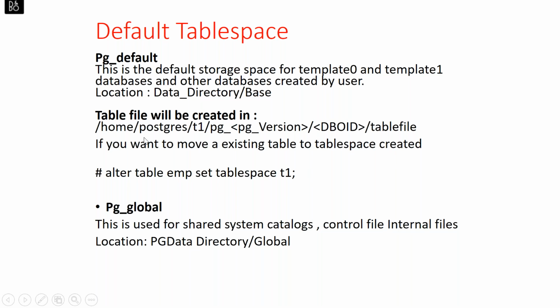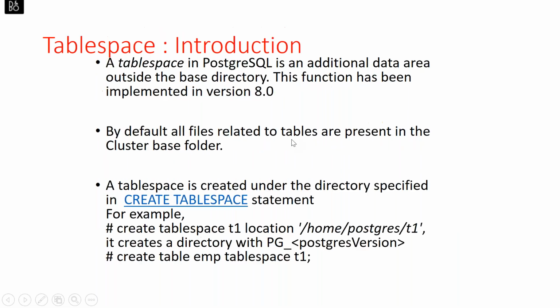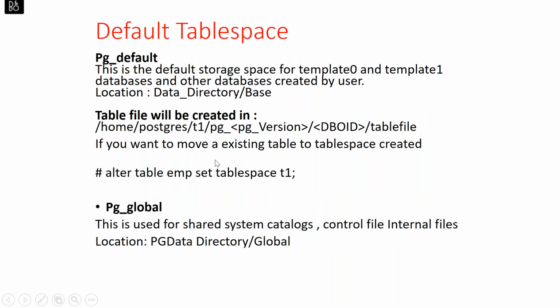PG version: just like tables will be created in, for example, home Postgres T1, PG underscore version. If you go to this diagram in this slide, it says home Postgres T1. So inside T1, it will create one more directory for the table space, and the directory would be PG underscore 9 or PG underscore 10, whatever the Postgres version is, 10 or 11 or 12. That is PG underscore version. Then the dbid is the object ID of the database, and then your table file.